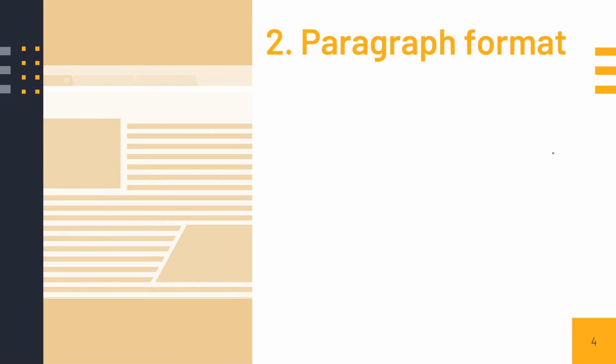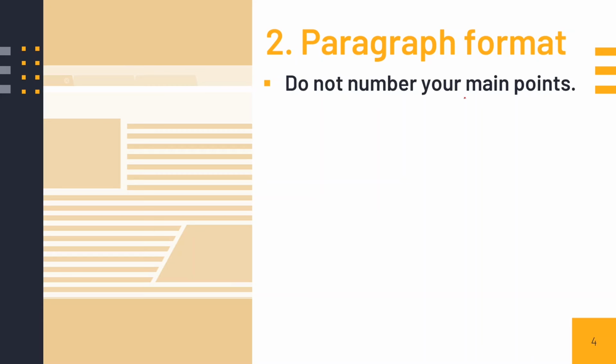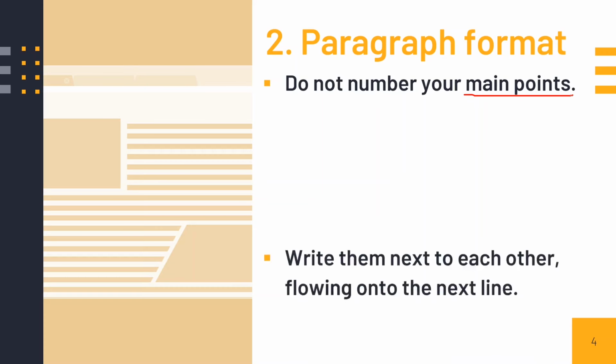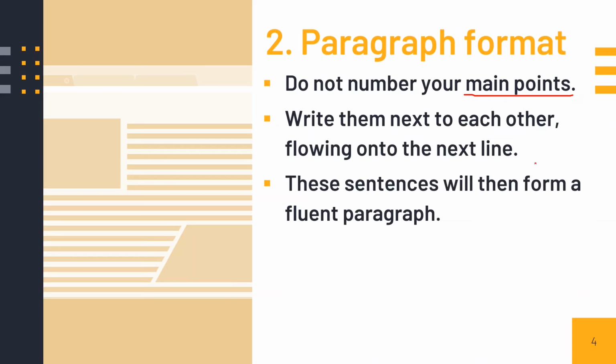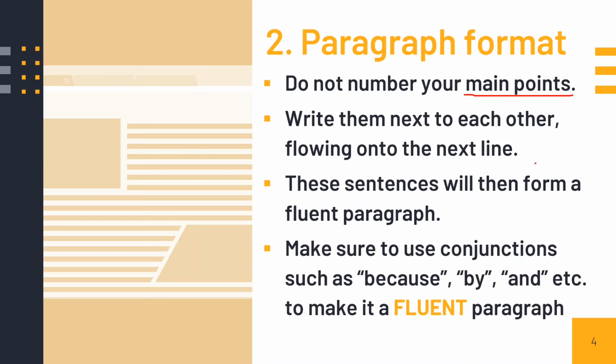The second format is the paragraph format. In a paragraph format, you should not number your main points. There should be no bullet points or no numbers. It is not a list. You should write your main points next to each other, flowing onto the next line. Your main points, or these sentences, will then form a fluent paragraph. Make sure to use conjunctions such as because, by, etc. This will make the paragraph fluent.